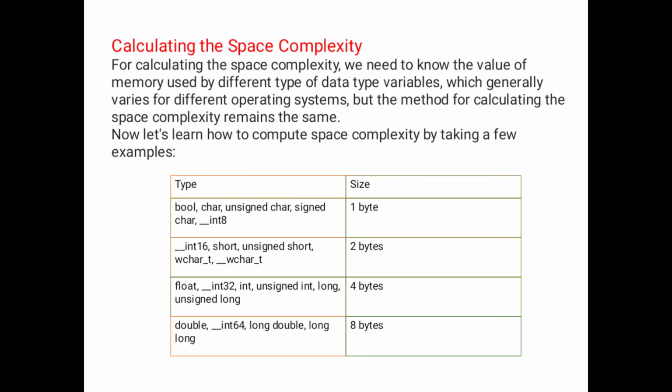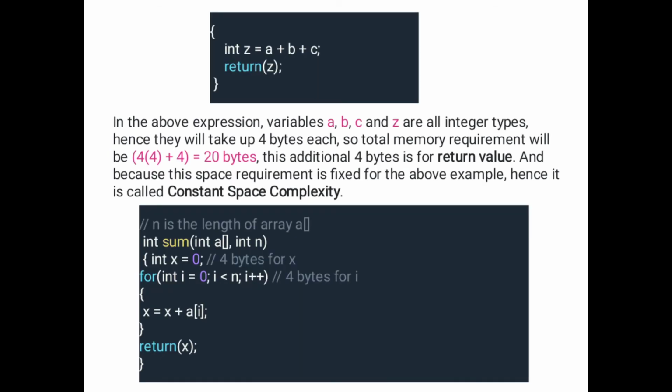The next one is double, the 64-bit integer, then long double, that means a long decimal value, so it can carry 8 bytes of storage capacity. So these are the storage capacities used for calculating the space complexity for all types of data. Then, to give an example, here is a small instruction used in programming.